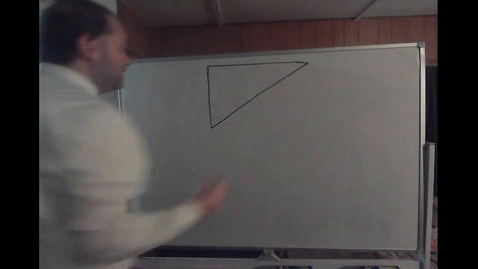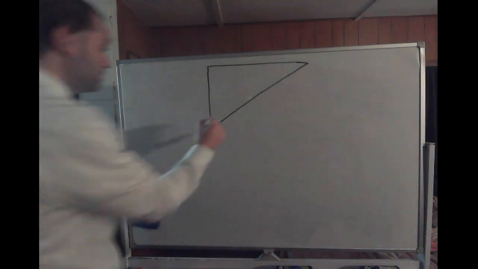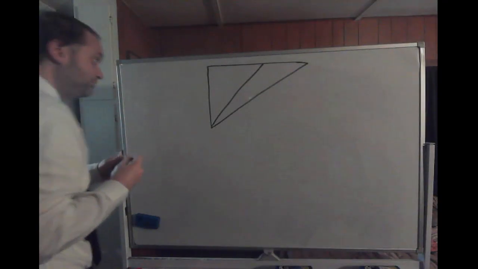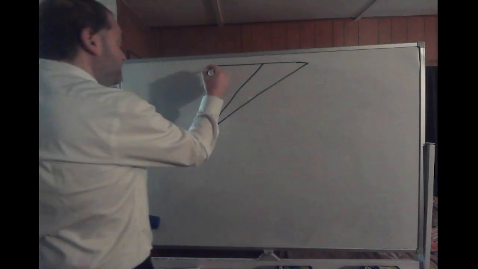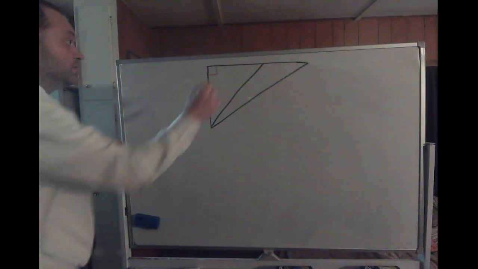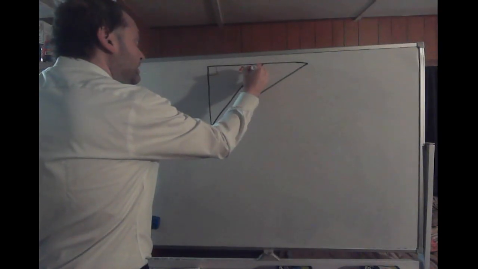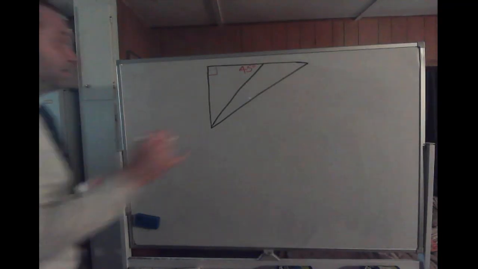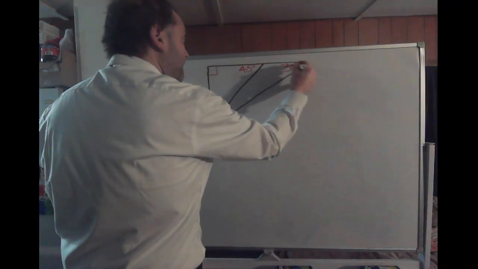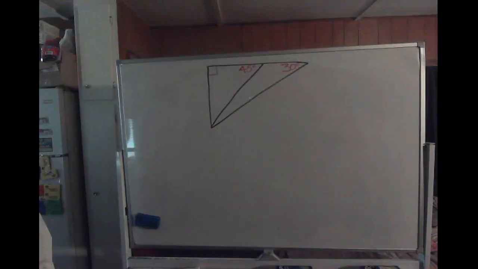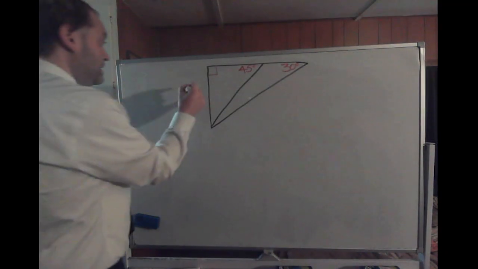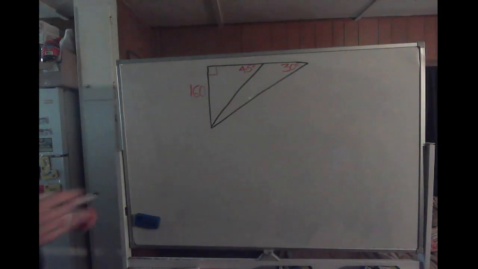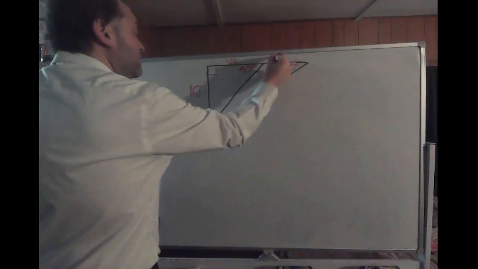Well, let's see here. We can definitely establish that this is a right angle. This has an angle of 45 degrees. This has an angle of 30. Let's see what we're going to do. This has a length of 160. Up here is W, up here is Z.